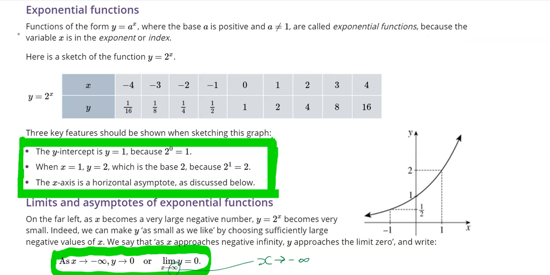Okay, and then the x-axis is the horizontal asymptote, as we talked about below, unless we add a constant onto the end of the function. Then whatever that constant is, it's 1 plus that constant.